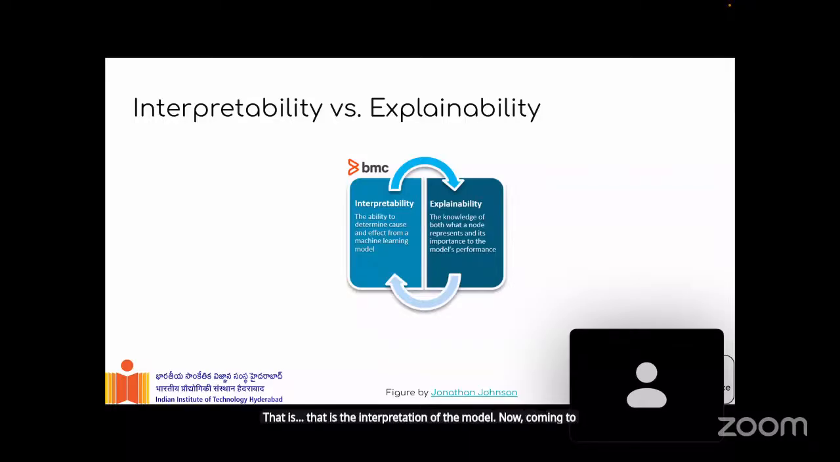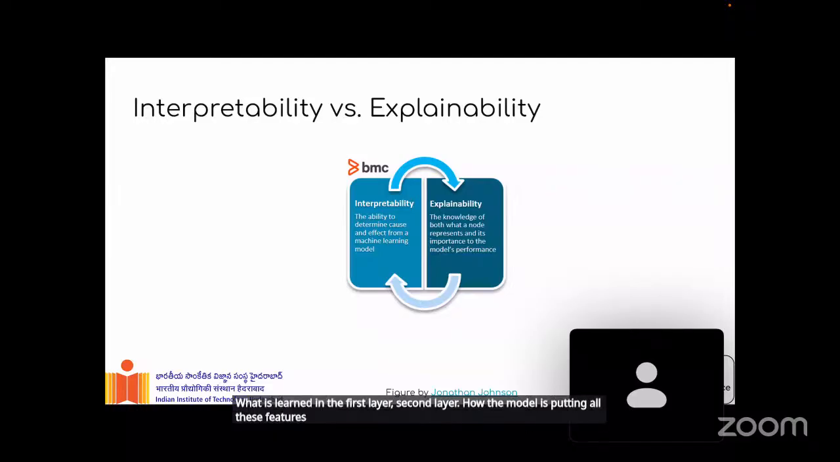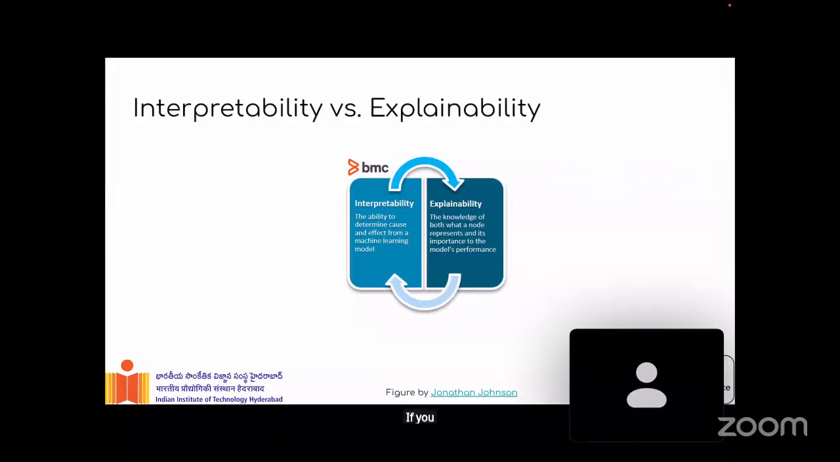Now coming to explainability, explainability deals with the knowledge of what each node in the model is responsible for. What is learned in this module? Let's say you're talking about a neural network. What is learned in the first layer, second layer, how the model is putting all these features together to get the inference. If you ask those questions about the modules of the model, their interaction among themselves, that is the explainability part.